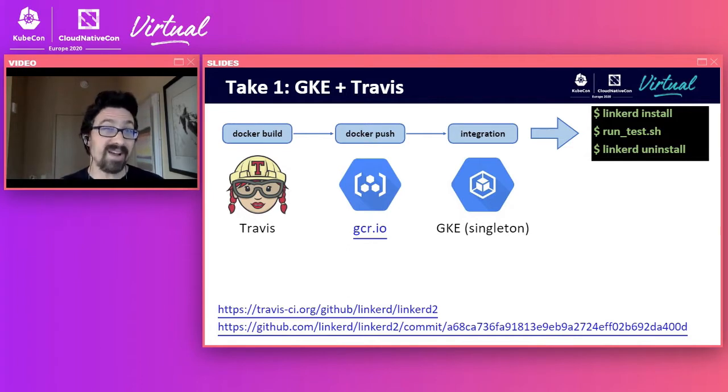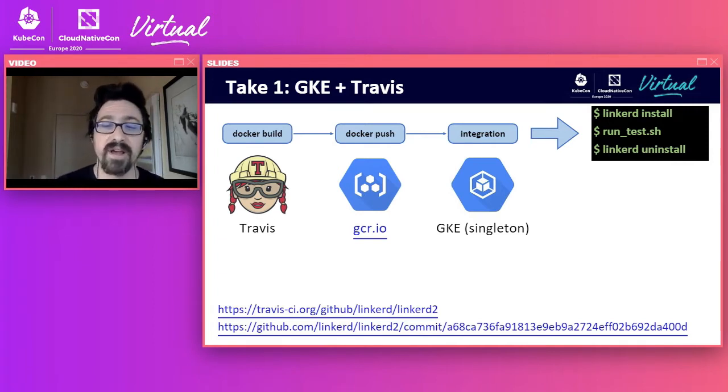So to go back a year and a half ago, where that Docker build and integration test was, we were running our whole CI system on Travis. We were doing our Docker builds on the Travis machine, then we were Docker pushing up to GCR.io, Google Container Registry. And then we were running our integration tests on a GKE cluster. It was a 3-node cluster. And on that cluster, we would install Linkerd, we would run a bunch of integration tests, and then we would uninstall Linkerd.